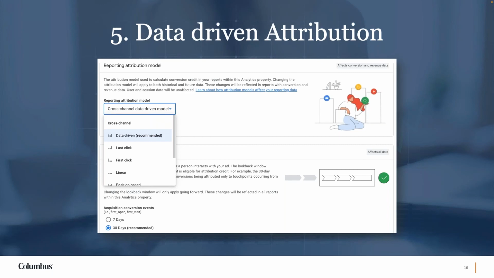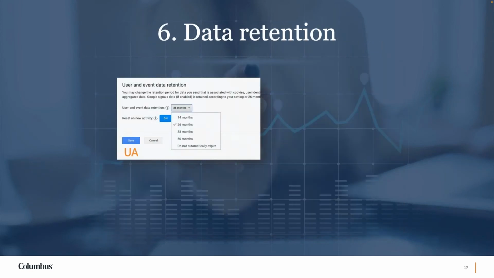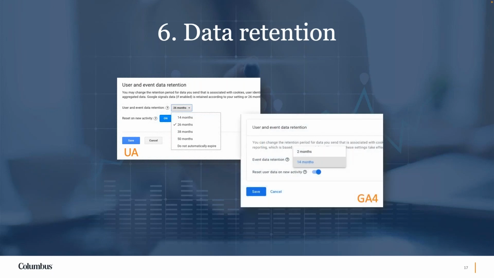And then we can look at number 6, which is about the data retention. And that's another big change in GA4. In Universal Analytics, when it comes specifically to data with user and event data associated with cookies, in Universal you can set more or less any option of time frame or not expire that data at all. In GA4, you only have 2 options. You can keep it for 2 months or 14 months.